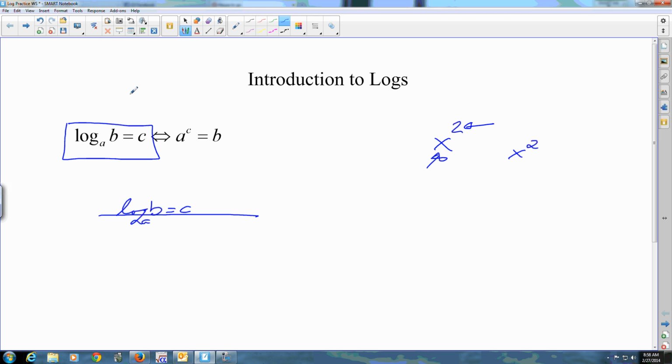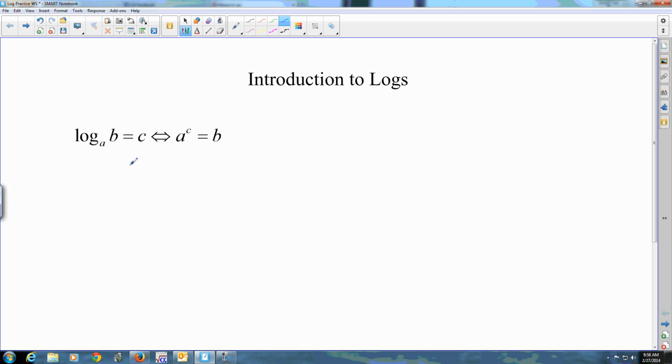Now all that's fine and good about being able to pronounce the thing, but what really helps me in understanding what it's saying is A to the C is B, or C is the exponent on A that gives you B. So if I were to write log base 2 of 8 is 3, 2 to the third is 8. This means exactly the same thing. 2 to the third is 8.